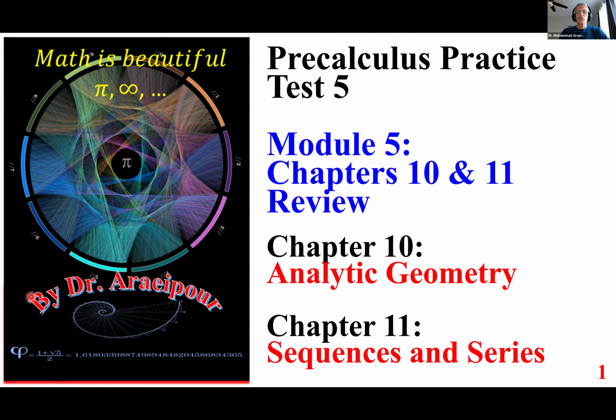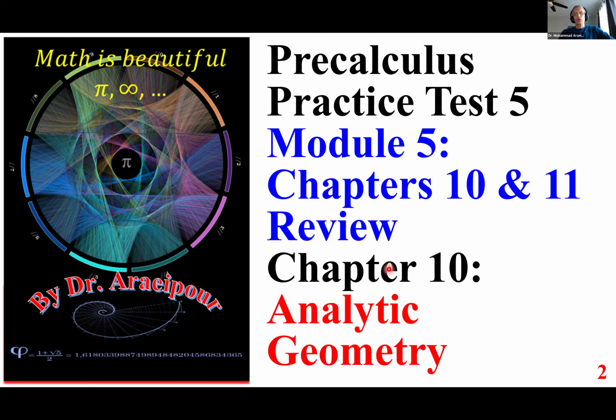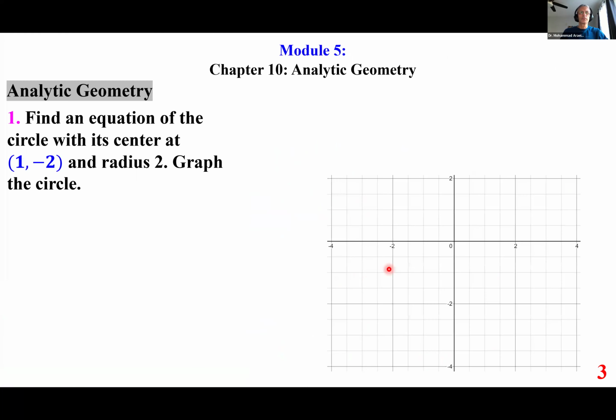Practice test number 5, module 5, covering chapters 10 and 11. Chapter 10, analytic geometry; chapter 11, sequences and series. And here's chapter 10, analytic geometry. Number 1, find an equation of the circle with its center at (1, -2) and radius 2. Graph the circle.